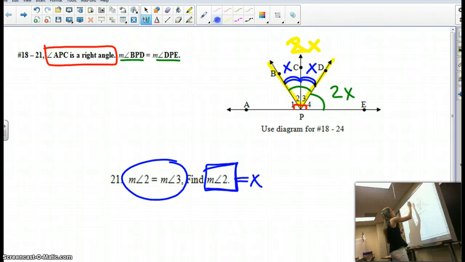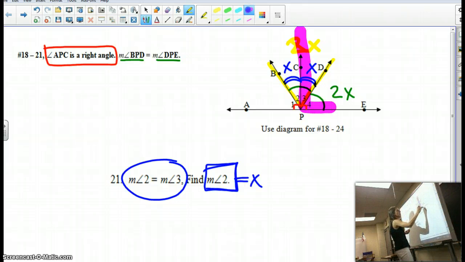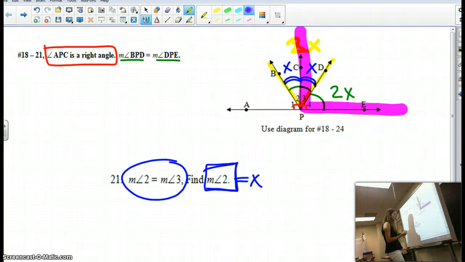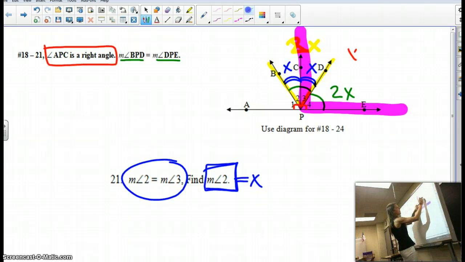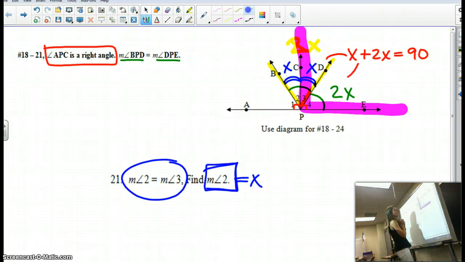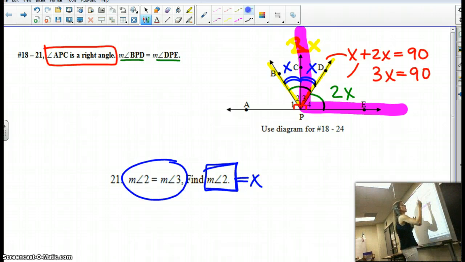Now notice, I also have those boxes, and those boxes represent 90-degree angles. So I know that right here, I've got a 90-degree angle. Let's use angle addition. x plus 2x equals 90. I grabbed that angle and that angle, and I know they add up to 90 degrees. What's 1 plus 2? 3. 3x equals 90. Divide by 3, divide by 3.